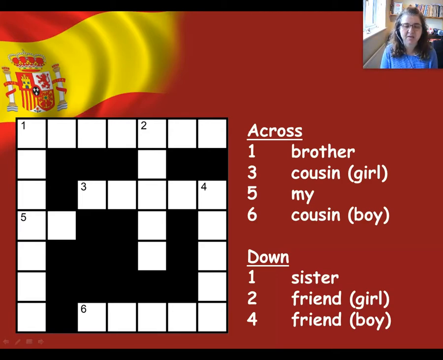Now, here we have a crossword, and it has all of those words in it. Now, we're going to start off with one across. One across starts at the top there and goes across the top. And one across is brother. What's the word for brother that we need to put in there?